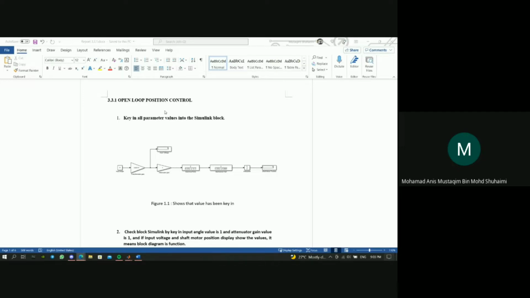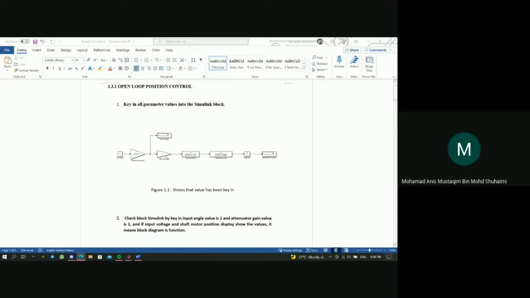Today I will explain about open loop position control in exercise 3.3.1. In activity 1, the first thing is to key in all parameter values into the Simulink block. I have keyed in the values.